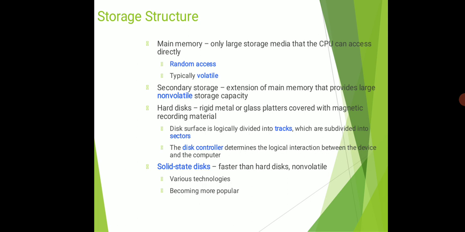Main memory is the only large storage media that the CPU can access directly. Random access, typically volatile. Secondary storage is an extension of main memory that provides large non-volatile storage capacity. Hard disk: rigid metal or glass platters covered with magnetic recording material. The disk surface is logically divided into tracks, which are subdivided into sectors. The disk controller determines the logical interaction between the device and the computer.